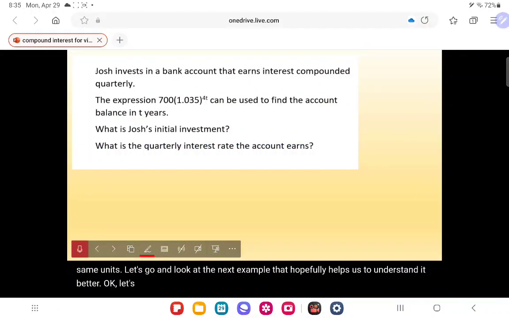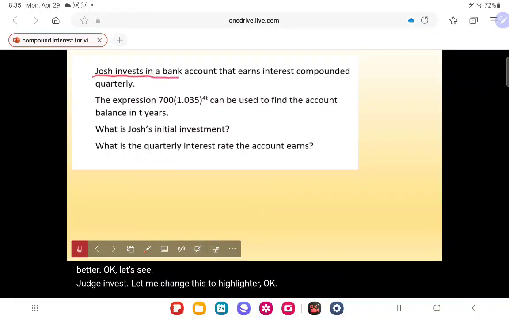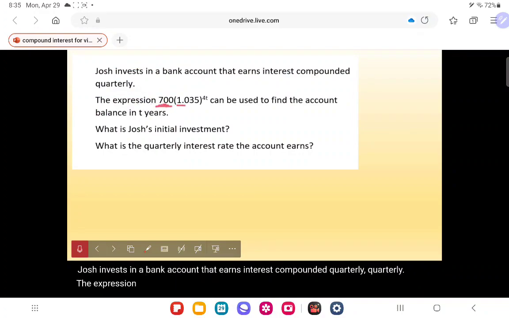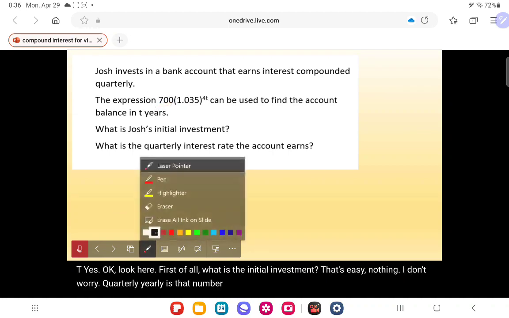Josh invests in a bank account that earns interest compounded quarterly. The expression 700 times 1.035 exponent 40 can be used to find the account balance in t years. Look here. First of all, what is the initial investment? That's easy. I don't worry about quarterly or yearly, it's the number multiplying.